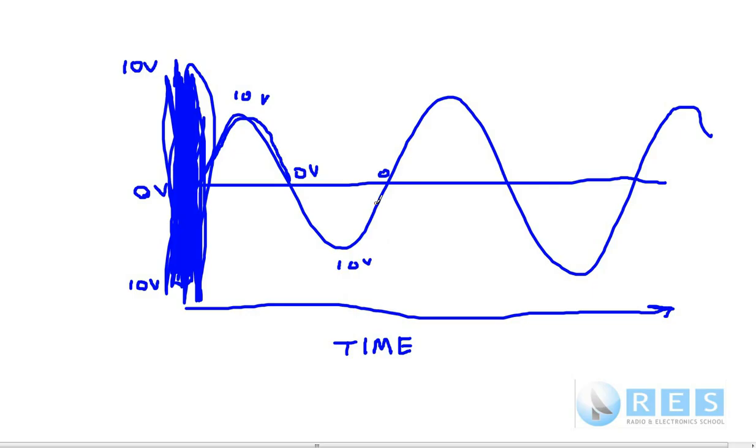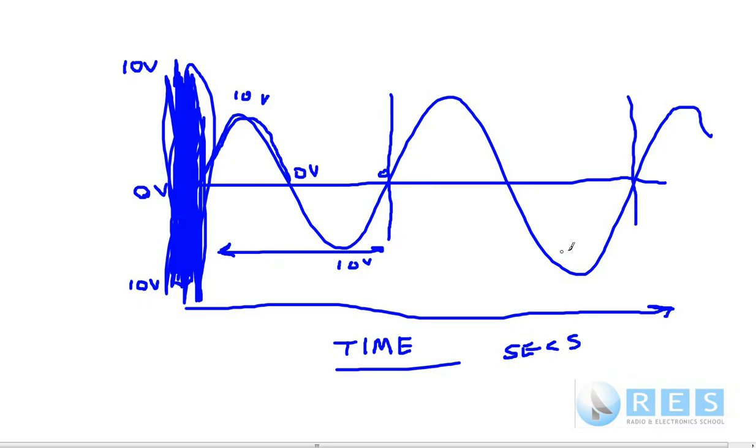All radio signals and AC signals are the same thing. The only thing that changes is the number of cycles per second. Since this is time, this is seconds. And how many of these cycles, that's one cycle there, how many cycles per second is the frequency? So the next cycle is here. So we've got just over 2 cycles shown on this slide. So how many cycles per second is the frequency? And the unit of frequency is the hertz.